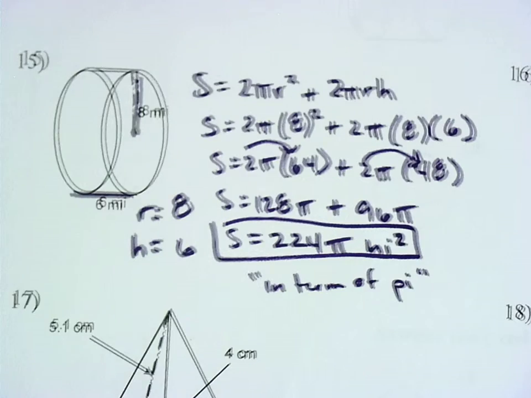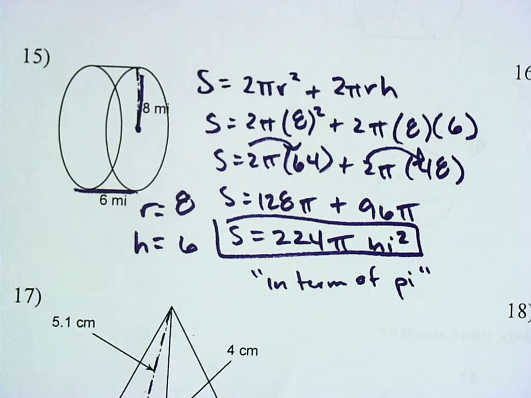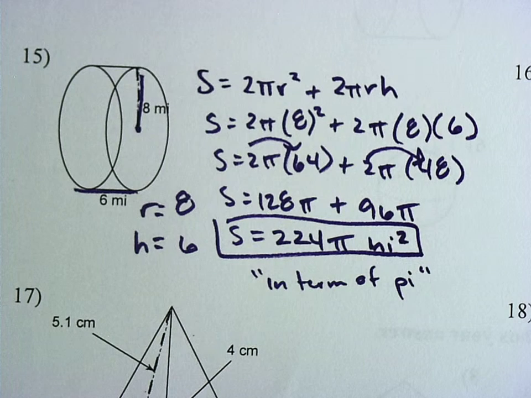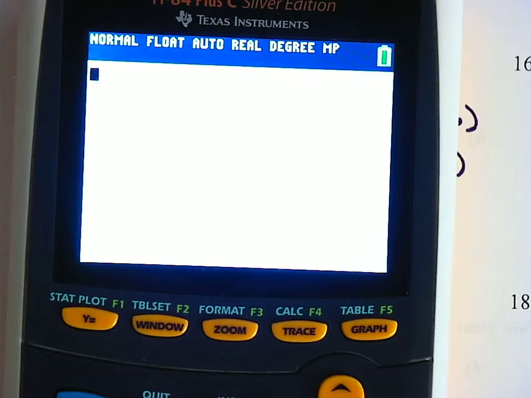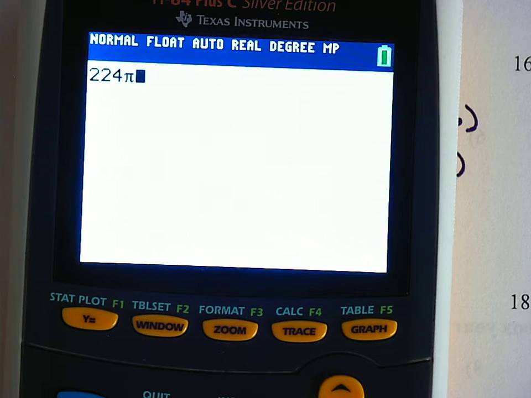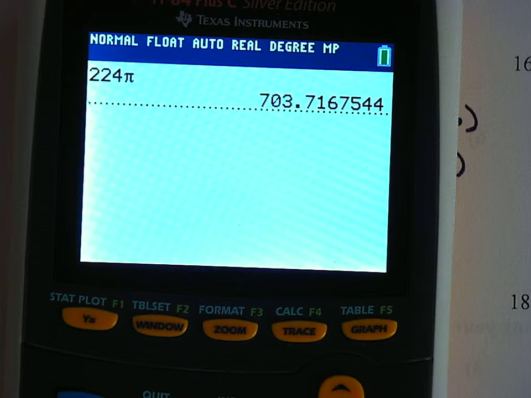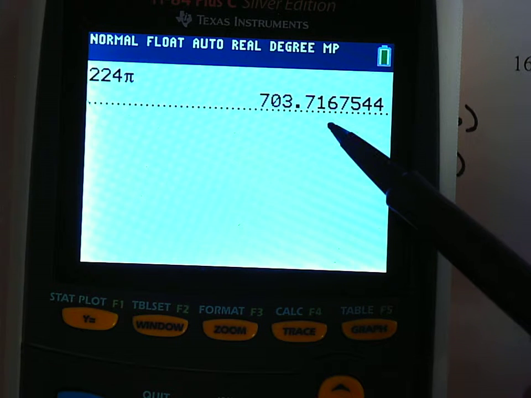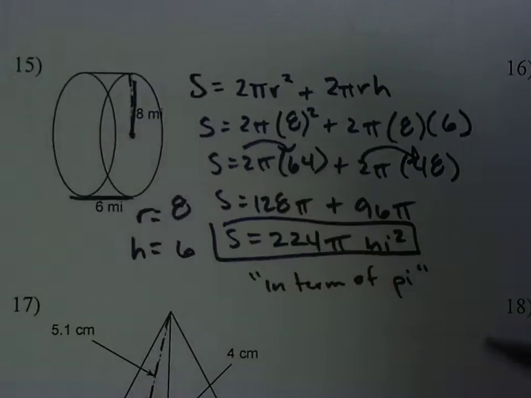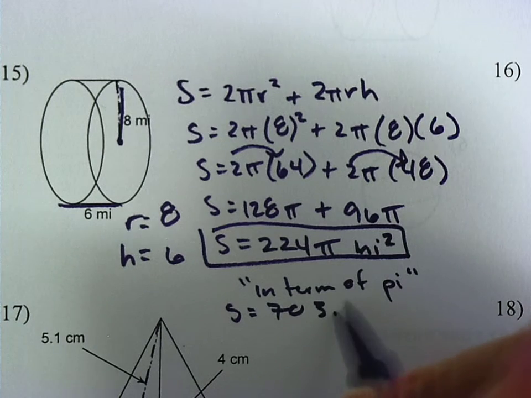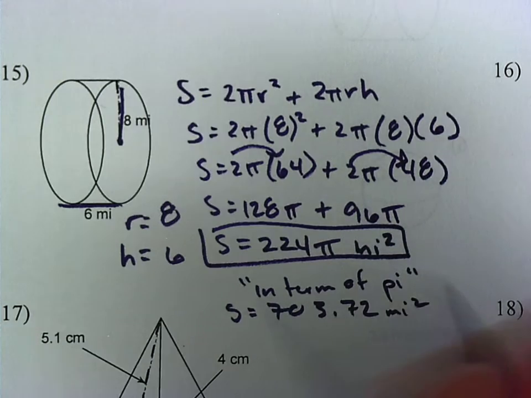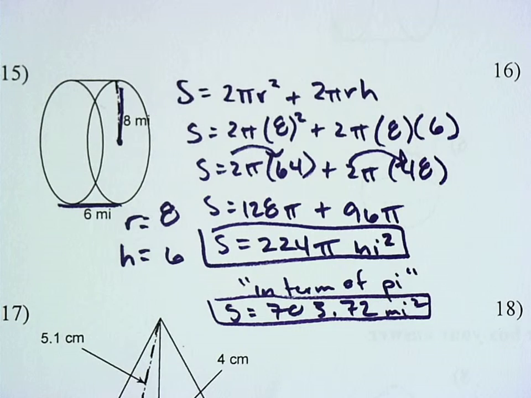And I will take your answer in terms of pi tomorrow, or on the quiz. It's actually the most accurate answer we can give without rounding. So go ahead and leave your answer in terms of pi. If you were to type it into your calculator, it would look something like this: 224 second pi. You would get this decimal thing. We just want to remember that they want us to round to the hundredths place, which would be 72.72. So this would be 703.72 miles squared. And that's if you were to get that decimal.